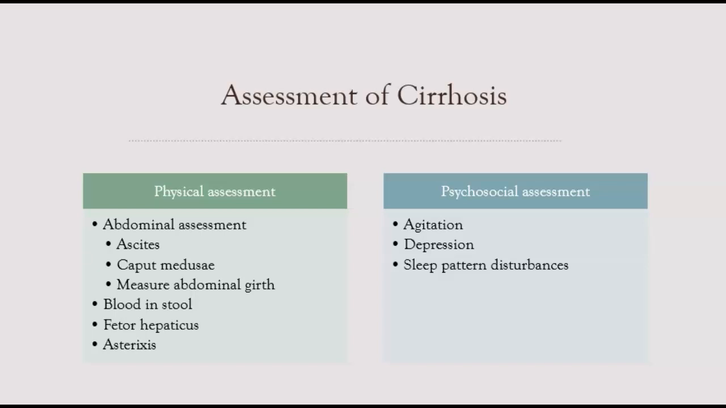You'll also want to do a psychosocial assessment on them. They can have changes in level of consciousness and orientation. So you might see agitation, euphoria, depression, sleep pattern disturbances, emotional, physical, and financial changes from repeat hospitalizations, and they might be going through alcohol withdrawal if the patient is alcohol dependent and they have alcoholic cirrhosis.